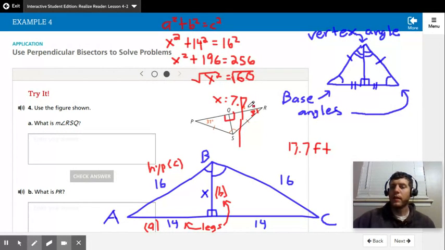Okay. And then you got to find PR. So if QR is 4, we also know PQ is going to be 4. And then you can find the whole thing. 4 plus 4 should be 8.